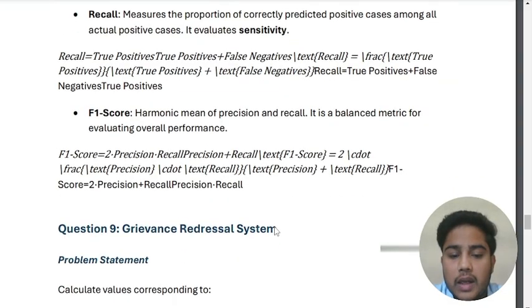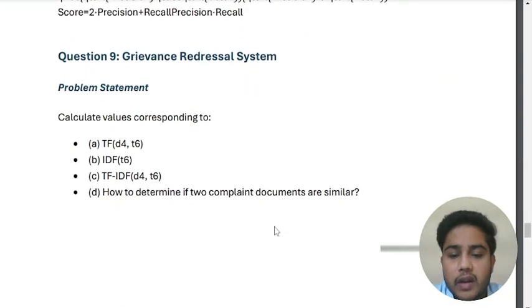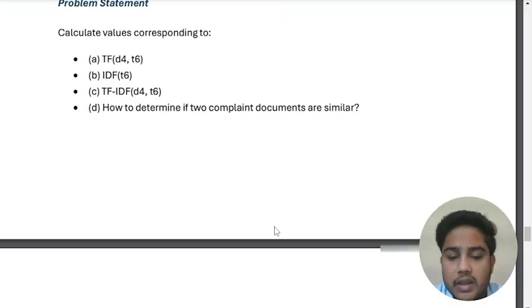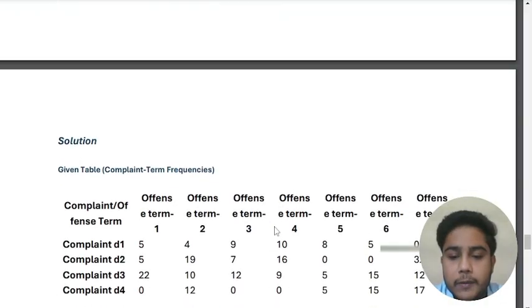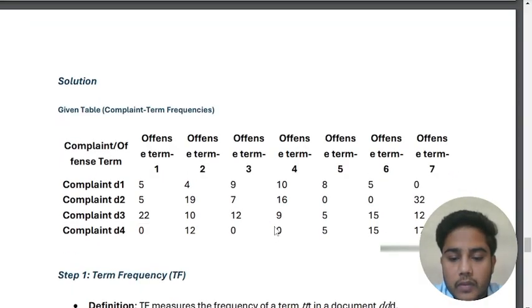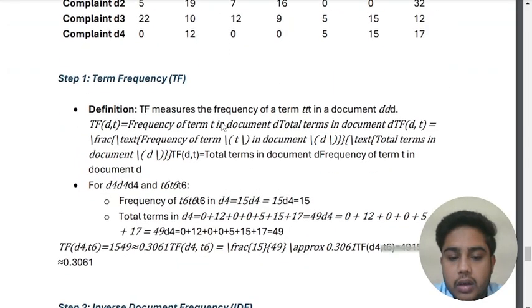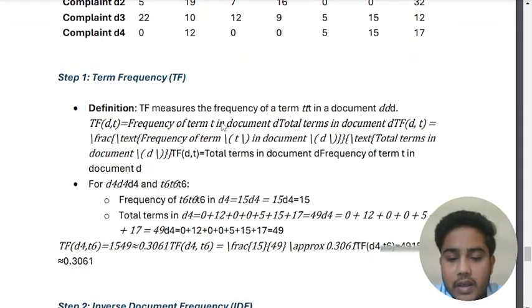Now let's move on to our last question: grievance redressal system and TF-IDF. Now let's calculate TF D4 T6, IDF T6, and TF-IDF D4 T6 step by step using the given table. This table will be used. Term frequency measures how often a term appears in a document, normalized by the total terms in the document.